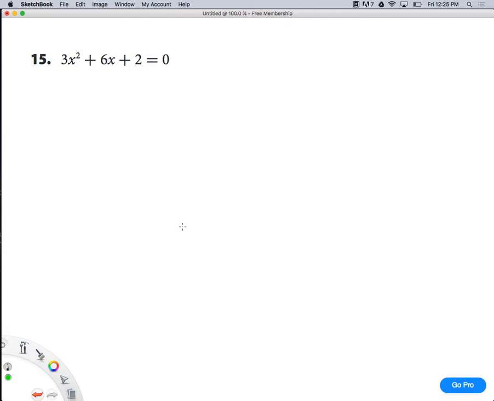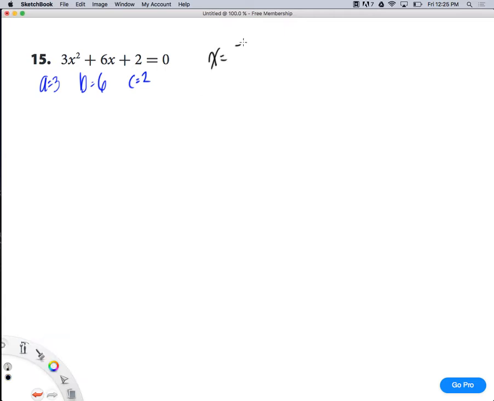All right, so here we've got, what's the leading coefficient? Is it 1 or is it not 1? It's not 1. So what do I immediately go to? Quadratic formula. Okay. So I immediately go to the quadratic formula. I know a is equal to 3, b is equal to 6, c is equal to 2.